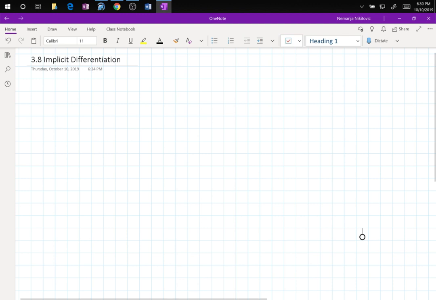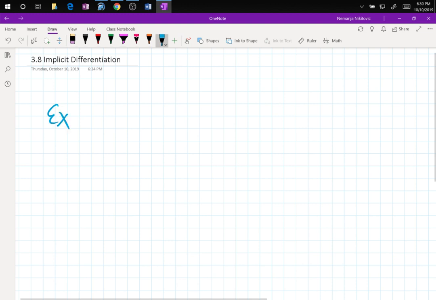Today is going to be a little bit different. So far, 100% of our problems were using what we would call a function, y equals f of x. You took the limit of the function, you took the derivative of the function. You were always able to write the function explicitly.